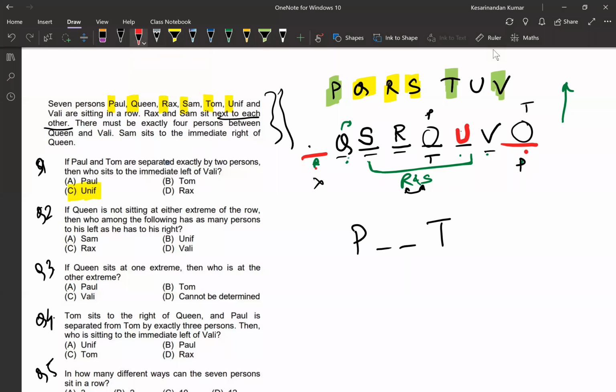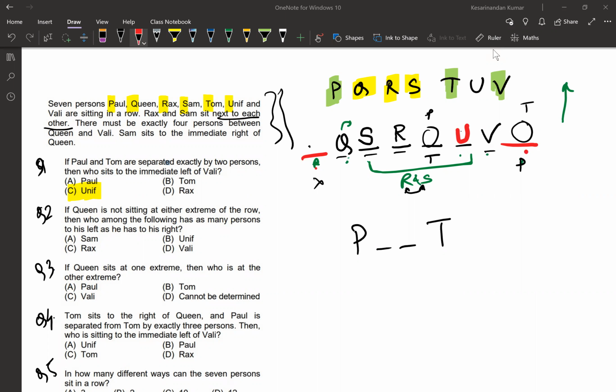Understood, everyone? Anybody any doubt? Trilok, you want to say something? Sorry, Casey, I just joined the session.